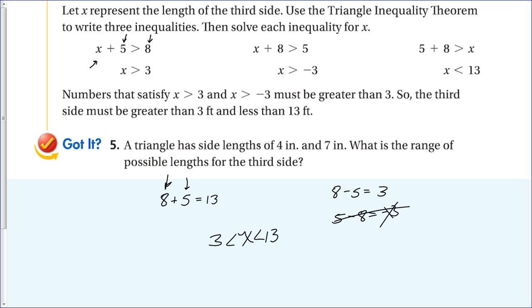All right, so let's knock this out. Hopefully you added them. You started by adding them together. 7 plus 4. What is that? 11. And then 7 minus 4. That is 3. So your third side, we'll call it y, so we don't confuse it with this problem. Y will have to be less than 11, but greater than 3. So that is your answer to number 5. It'll have to be greater than 3, but less than 11.